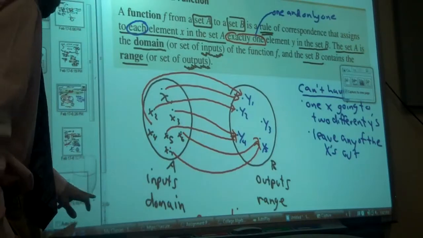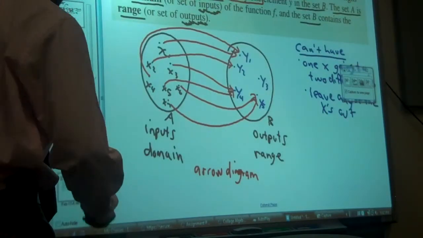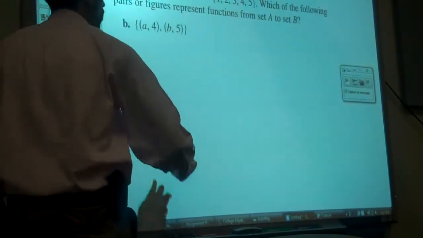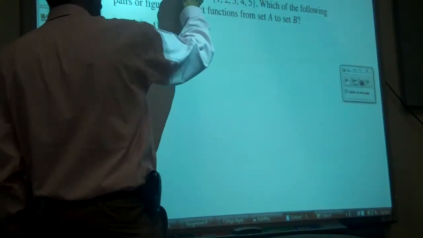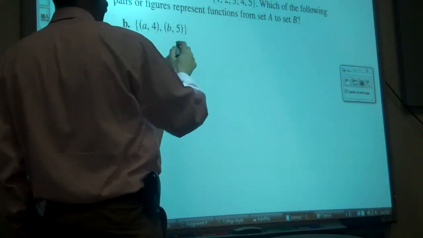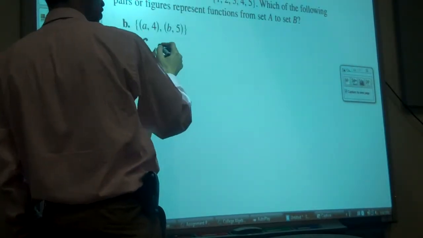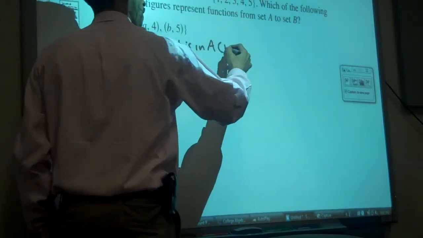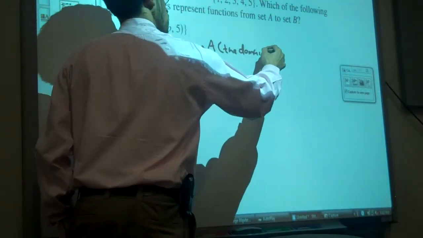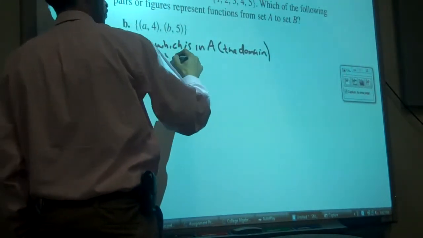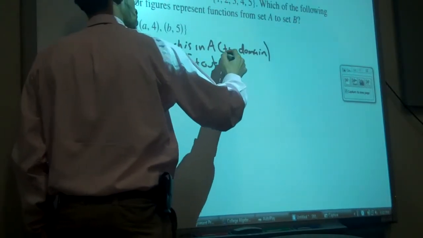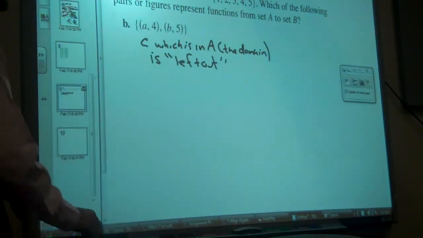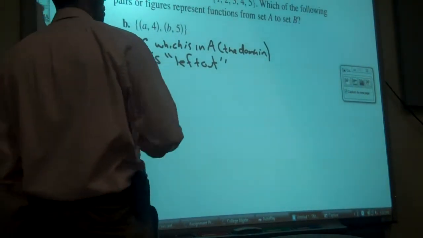Is that because it's missing the C? There's an element of A left out. Yeah, it's missing the C. A goes to 4, B goes to 5, C, which is in the domain, is left out. Can't leave anything out. Everything from the domain has to go someplace in the range. So it's not a function.